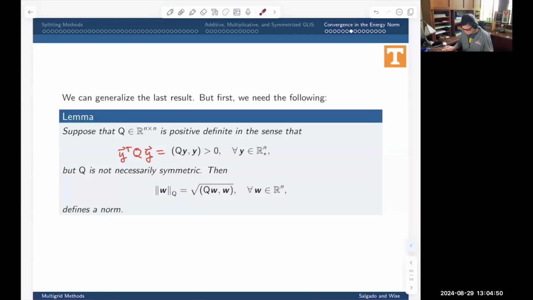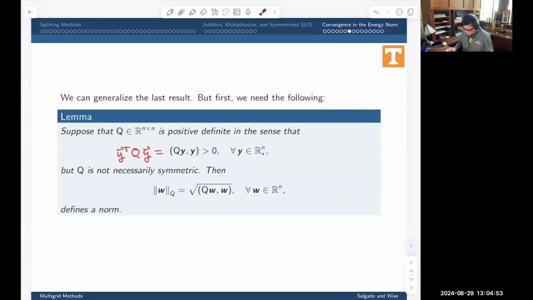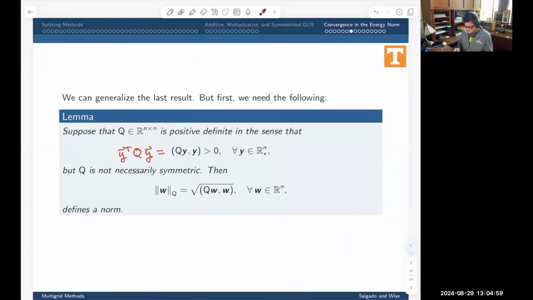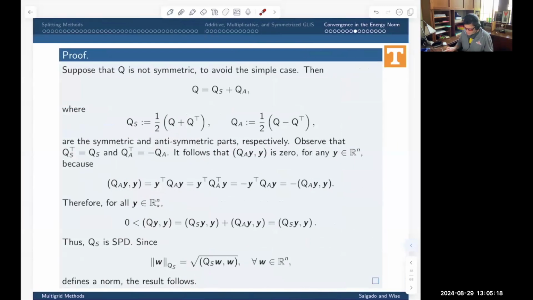So how does it do that? So that's what we want to prove. So let's suppose that Q is not symmetric, because if it is symmetric and we have this positivity property, then Q is symmetric positive definite, and so we already know that that's going to define a norm. So let's suppose that Q is not symmetric, but still has this positivity property. We want to see that this still comes out to be a norm. How is this possible? So what we're going to do is write Q as its symmetric and antisymmetric parts. You can always do this for any matrix.